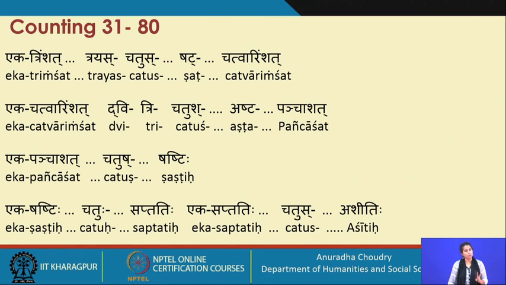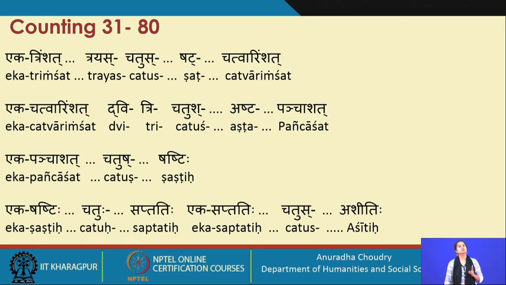Going ahead. Ekashashtihi, dvishashtihi, trishashtihi, chatushashtihi, panchashashtihi, shatshashtihi, saptashashtihi, ashtashashtihi, navashashtihi. And then we see saptatihi. It's the third word in the last line. Saptatihi, which means 70.